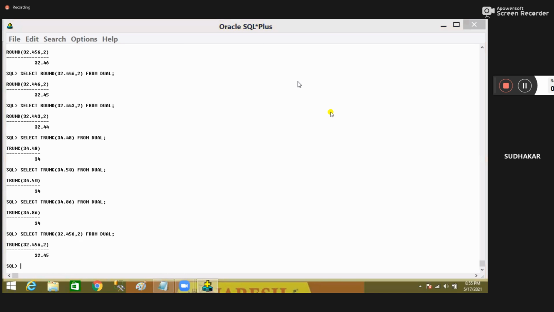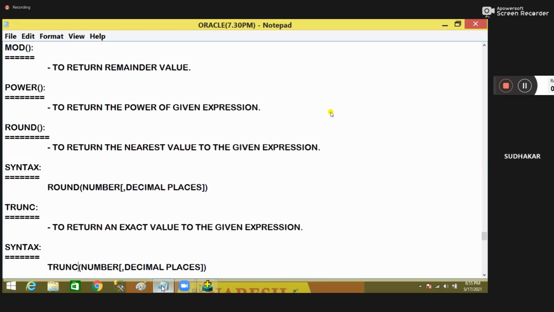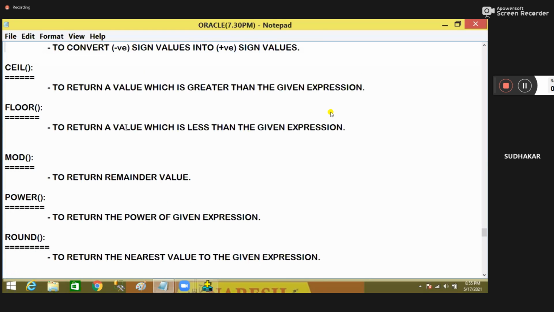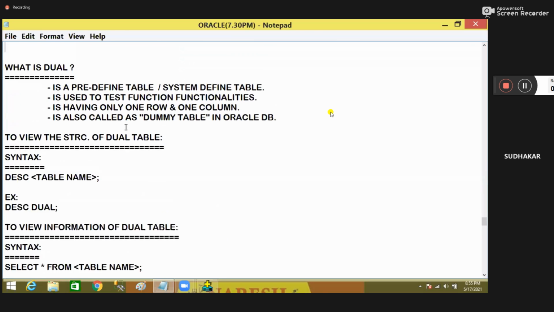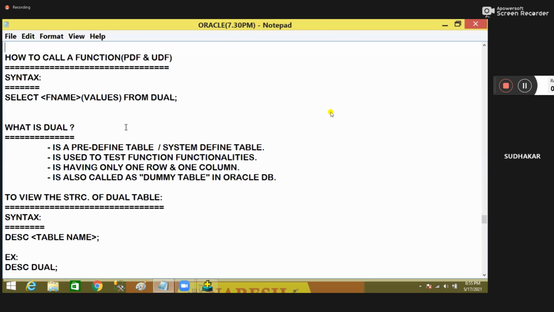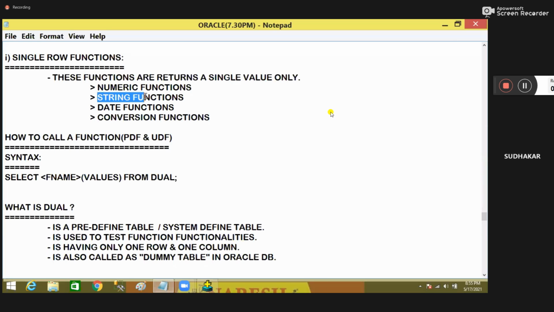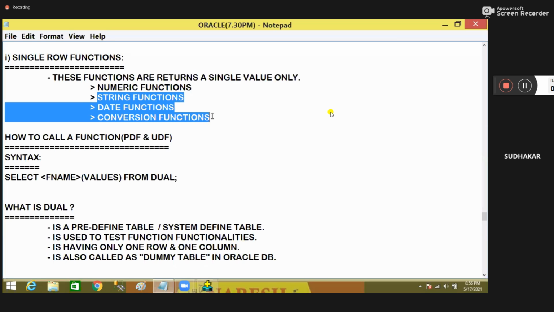Is it clear now for all of you? The second category of single row functions is string functions. We will discuss string functions in tomorrow's session. The second category of single row functions: string, date and conversion. We will continue this in tomorrow's session.